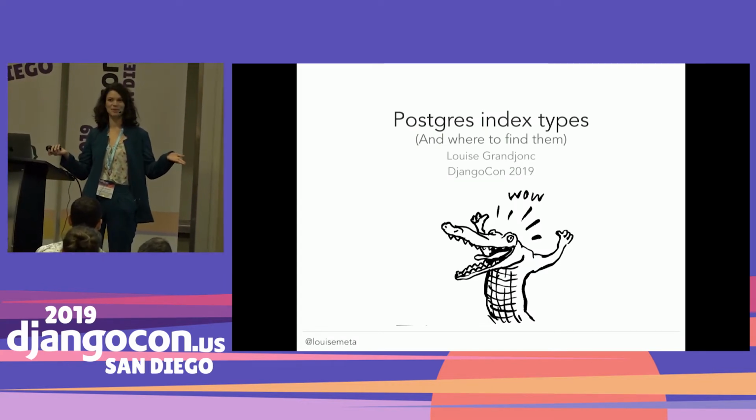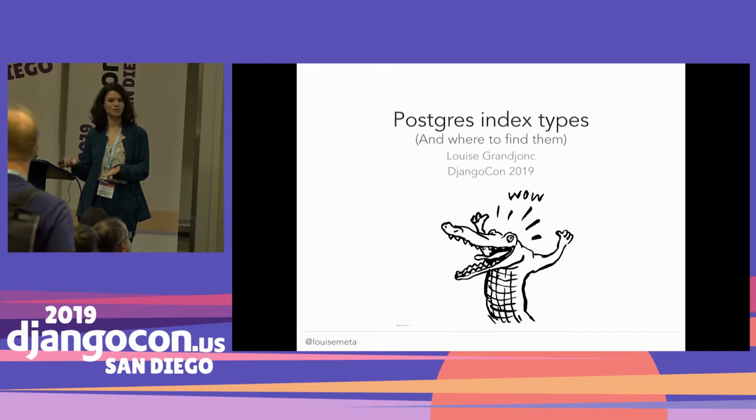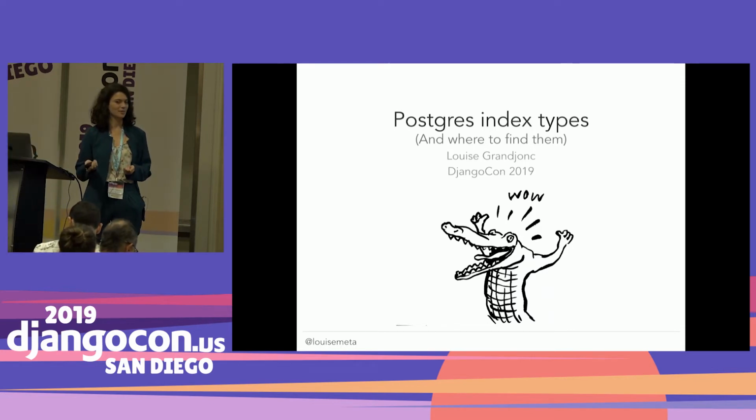Hi. I'm really happy to be here at DjangoCon. It's really exciting. It's my first DjangoCon. I was at DjangoCon Europe a couple years ago. So today I'm going to talk about Postgres index types. And even if my title contains something referring to a very bad movie, I'm mostly going to be talking about crocodiles and not Harry Potter references.